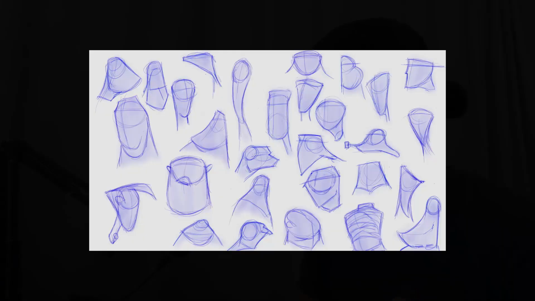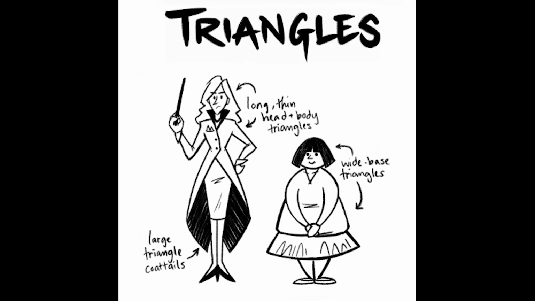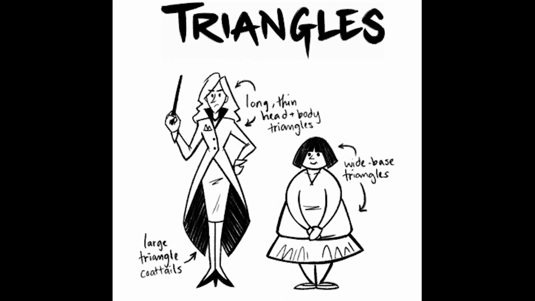So yeah, a character silhouette can tell you a story. Just look at these. Without details, you can already tell which one feels more powerful and which one feels more gentle. That's the power of shape design.